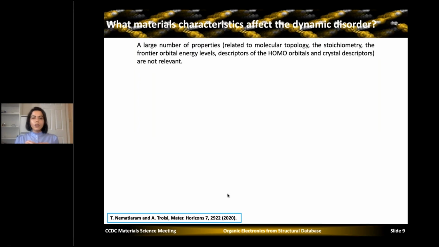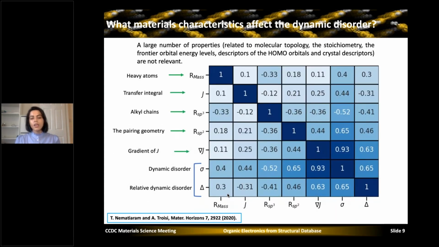So we identified a large number of properties related to the molecular topology, the stoichiometry, the frontier orbital energy levels, descriptors of the HOMO, and crystal descriptors. But the point is that we didn't find appreciable correlation between dynamic disorder and the majority of these parameters. And here in this correlation matrix, I'm showing only those showing meaningful correlation. As such, we observe an acceptable correlation between the dynamic disorder and the gradient of the transfer integral, the pairing geometry of the molecules, alkyl chain, transfer integral, and the presence of heavy atoms.